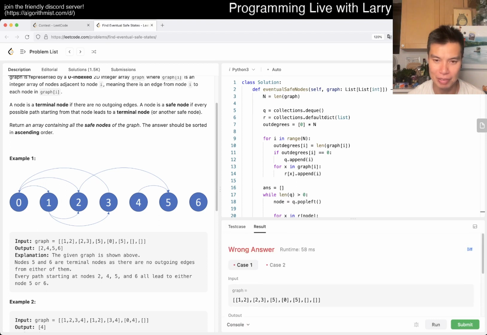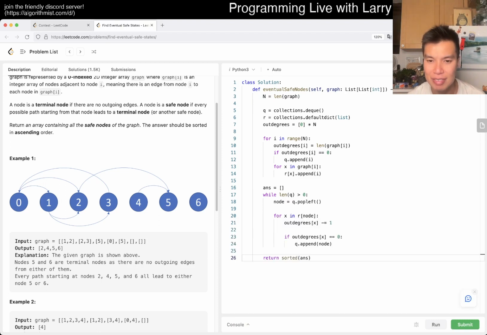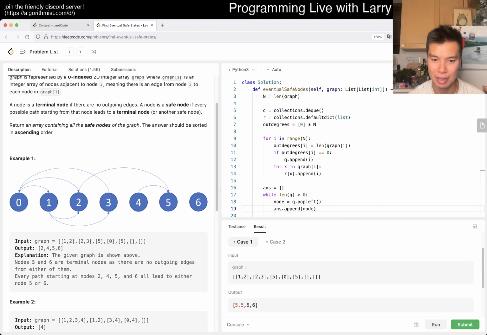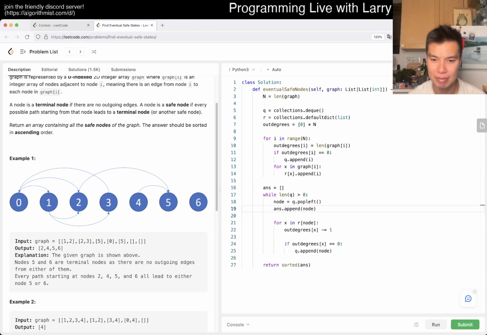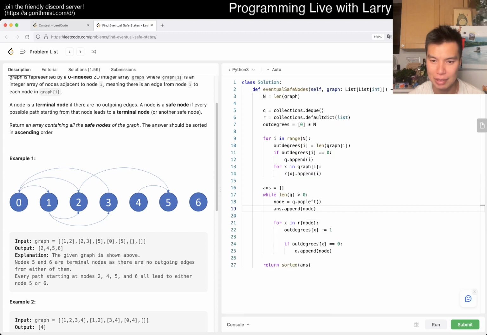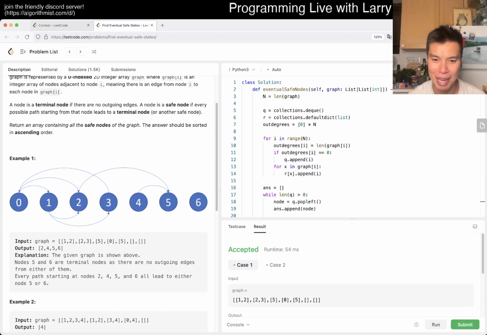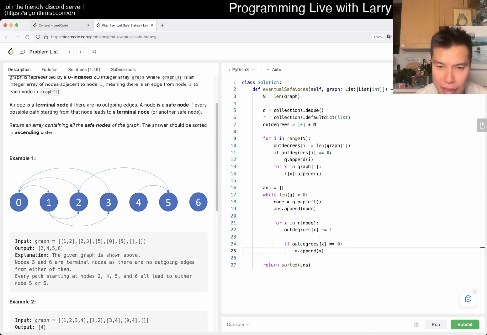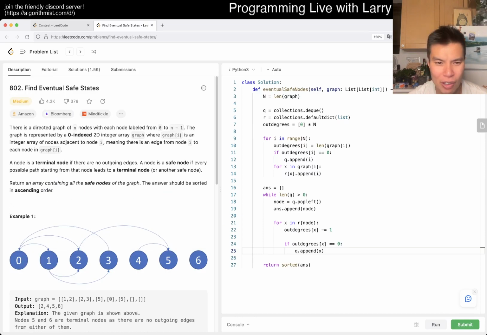Apparently I'm missing a bunch of stuff. Oh, I forgot to append to answer. I guess that would be nice. Why would I append 5 sometimes? Oh, whoops. Man, I'm like master of typo today. Yeah, so that's kind of it, maybe. Is this it? Let me double check. I guess so.